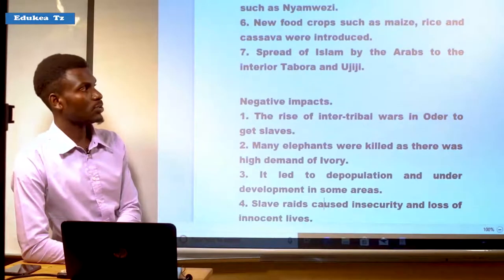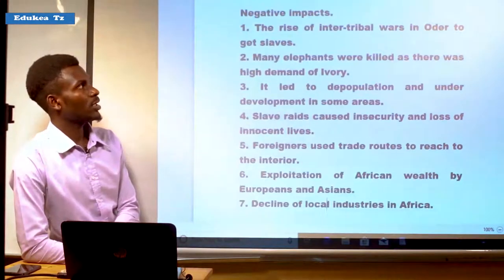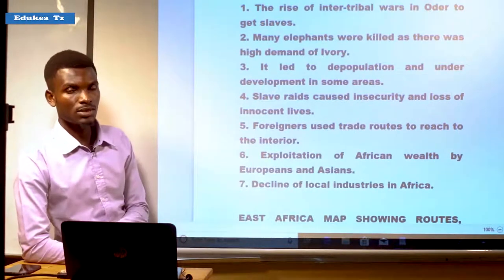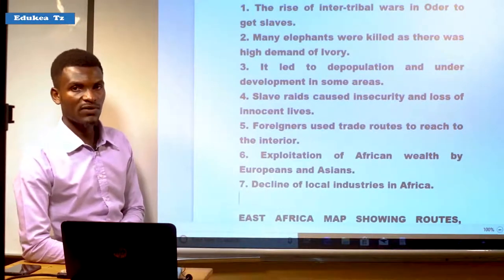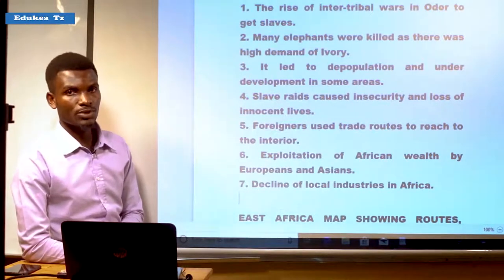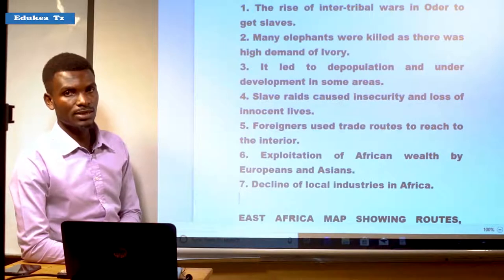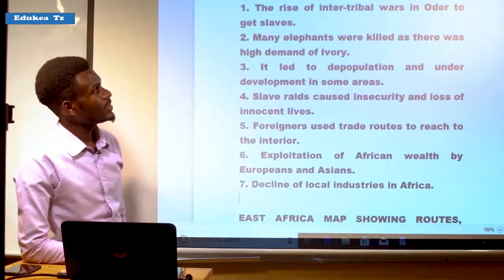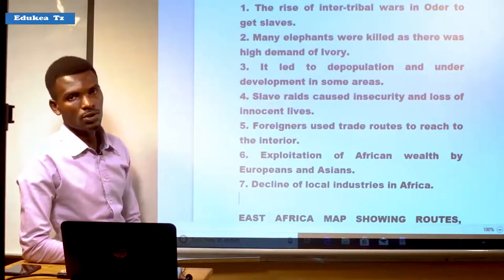It is accompanied with many Muslims, because this was the result of regional trade or long distance trade that was conducted between the people of the interior of East Africa and the people from the coastal areas, the Swahili traders and the Arabs from the coastal areas. Let us see the negative impacts of regional trade.